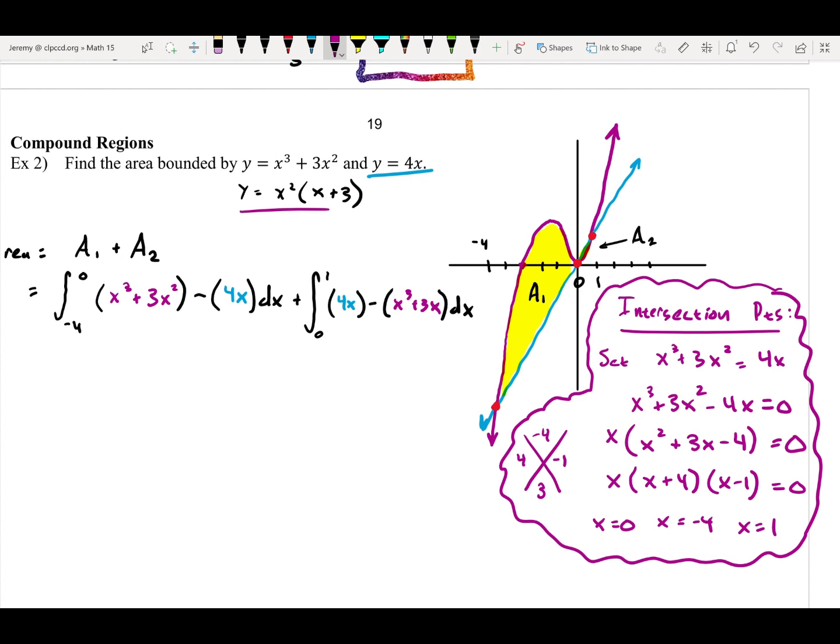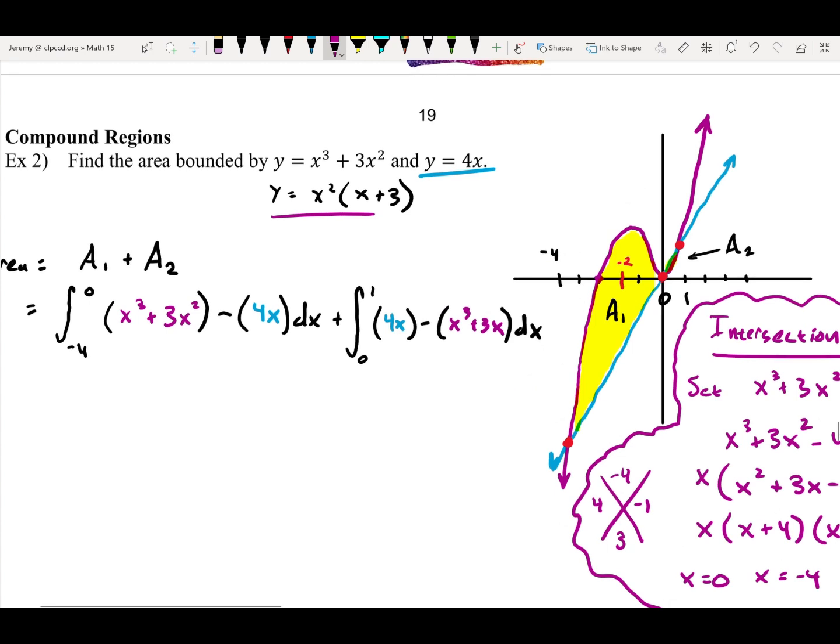You could do test values. If you really didn't feel like graphing this, you could pick a value from this first region, like take -2 and plug it into both functions and see which function gives you the larger value. You could do something like that. But in this class, I let people use graphing calculators. You can use graphing calculators on the exam. So oftentimes, we're just plugging this into our calculator and looking at the graph. So that's the approach I recommend.